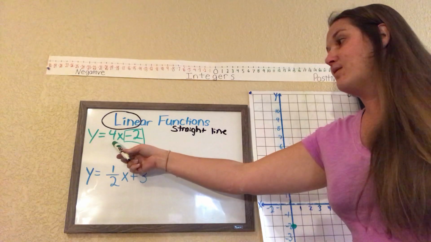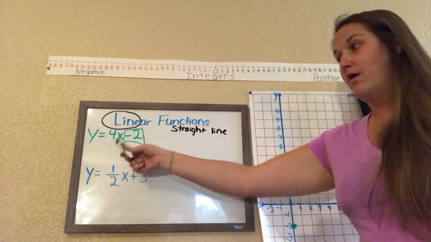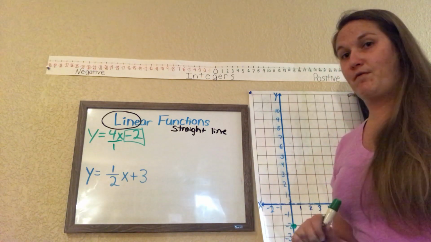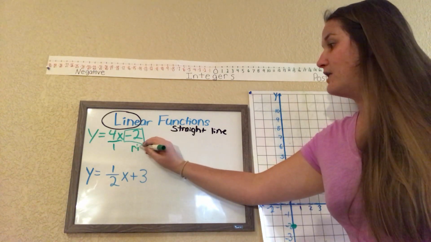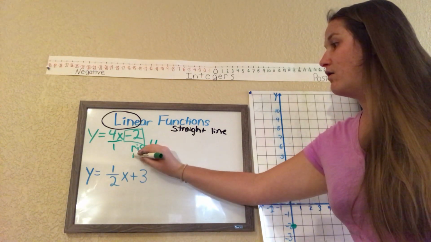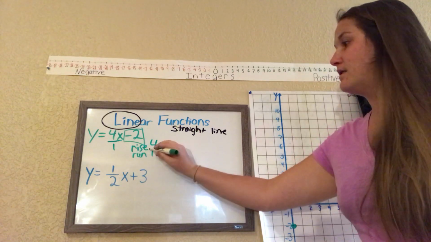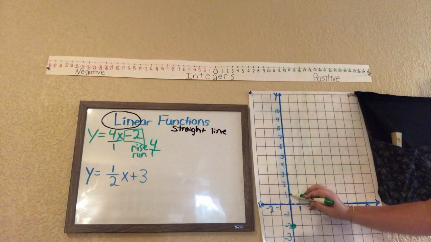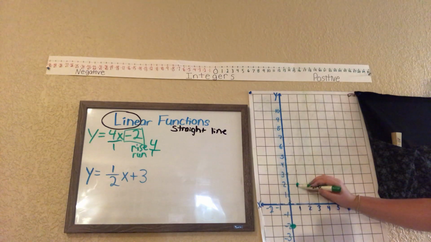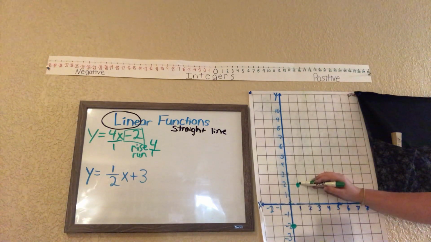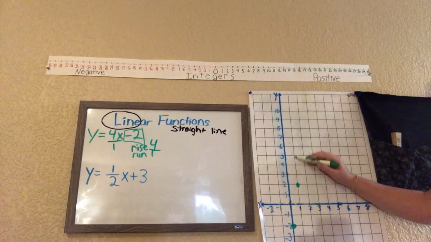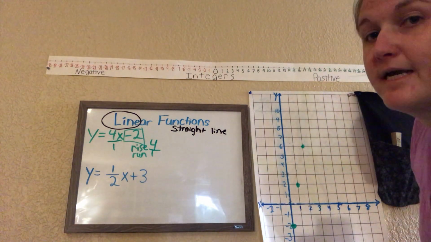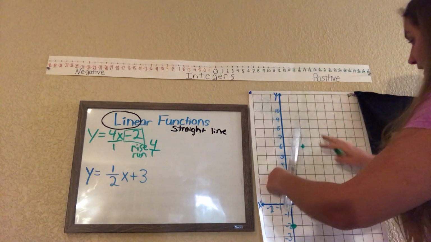Now, this is giving you a play-by-play of what to do. 4x is your slope, and remember we said slope is rise over run. So that means rise 4, run 1. So from that -2, I would go rise 4, 1, 2, 3, 4, go over 1, make a dot. Rise 4, 1, 2, 3, 4, over 1. Okay? Then I could connect those dots into a nice straight line.